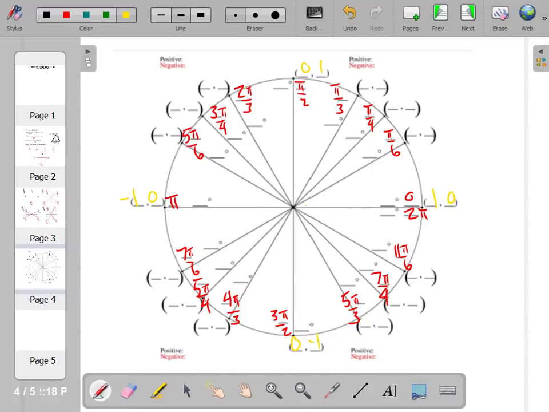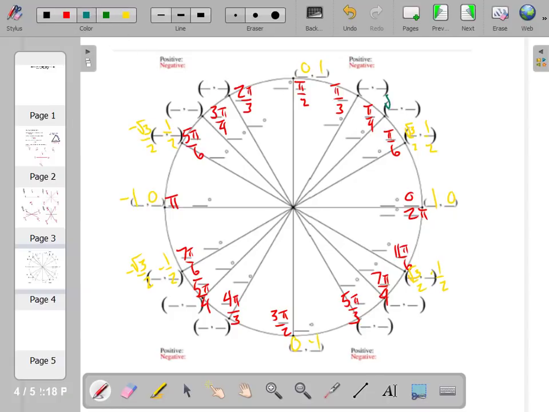So those all have, if you look at this triangle here, the long side is the x, that's radical 3 over 2. And the short side is the y, that's 1/2. So here it's negative and positive. Here they're both negative. And here it's positive and negative.